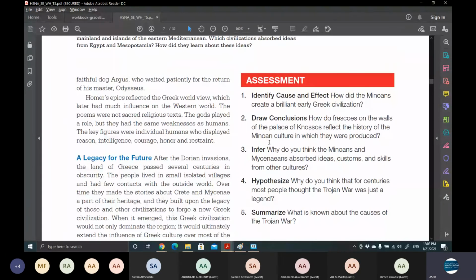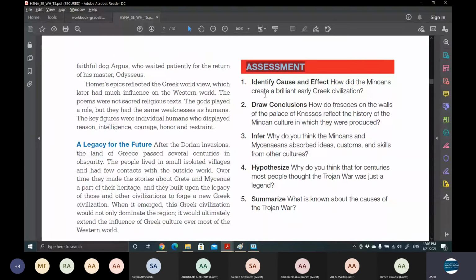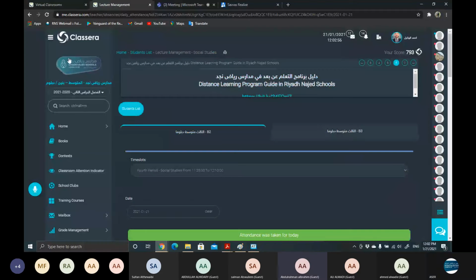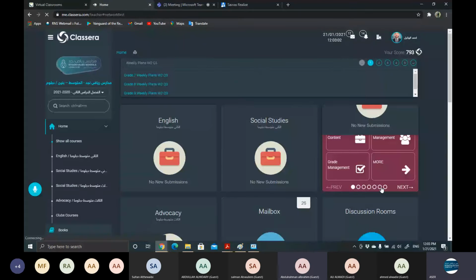So for our assessment, if we are asked to identify the cause and effect of how did the Minoans create a brilliant early Greek civilization, can anyone answer that? How did the Minoans create a brilliant early Greek civilization? I need an answer. Can I answer? Yes, Abraham. By the trade, I think. Yes, nice.